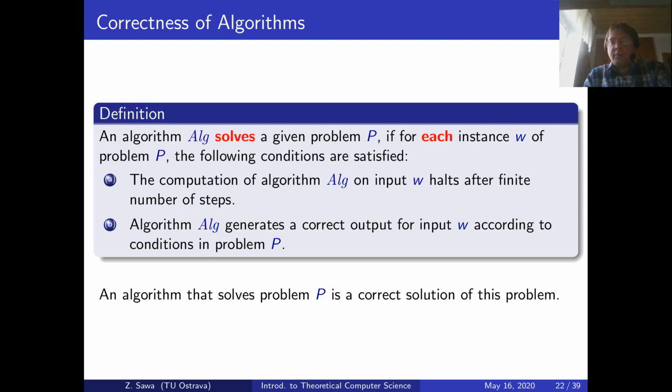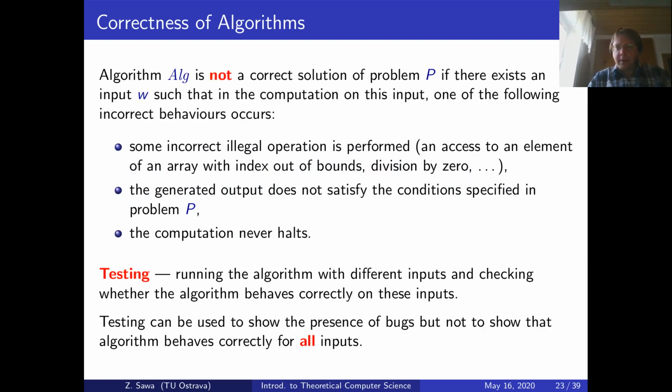Maybe it can be useful to think about those cases where some algorithm is not a correct solution. What can happen? What could be the reason why some algorithm is not a correct solution? There are basically three main possibilities that could occur that mean that the given algorithm is not correct.